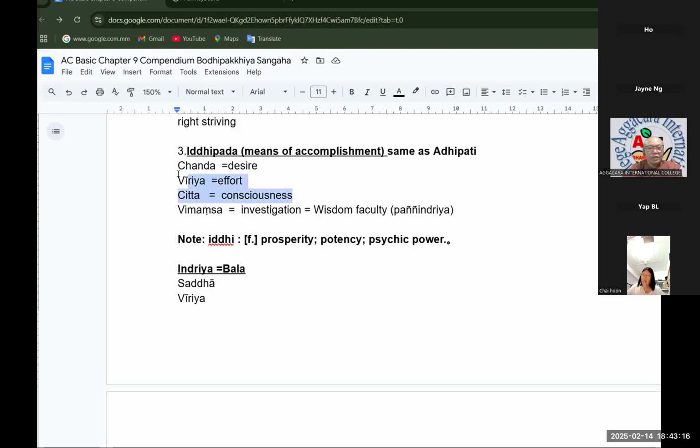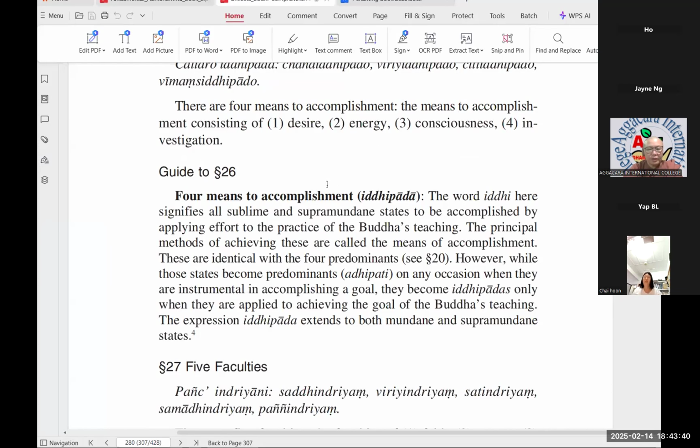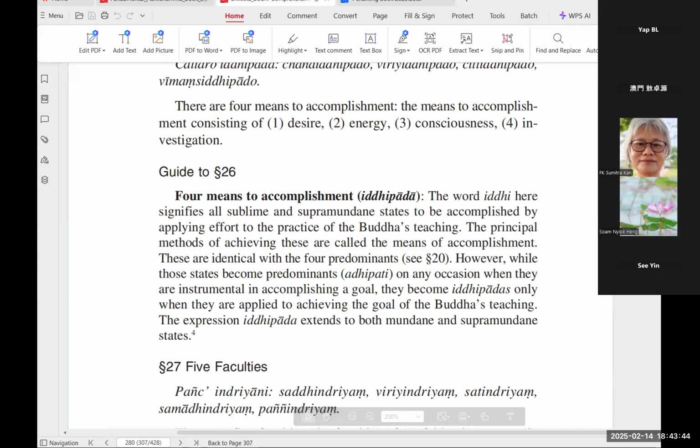So if you only have these three, but you don't have strong vimansa, then your journey will be long. Why? Because you don't see clearly. If your wisdom is obstructed by delusion, then your achievement will be slower. So make sure you must have vimansa. Any question about this before we read about this? Let's ask the next student.